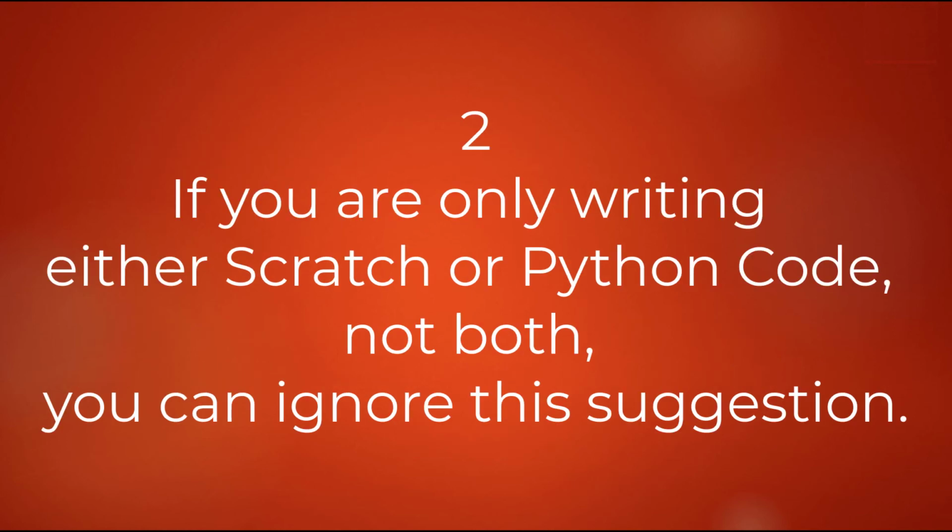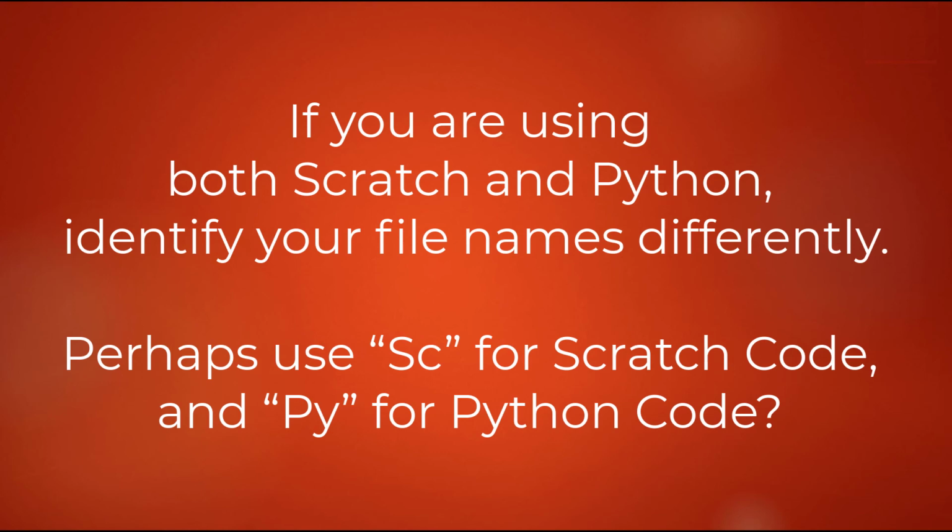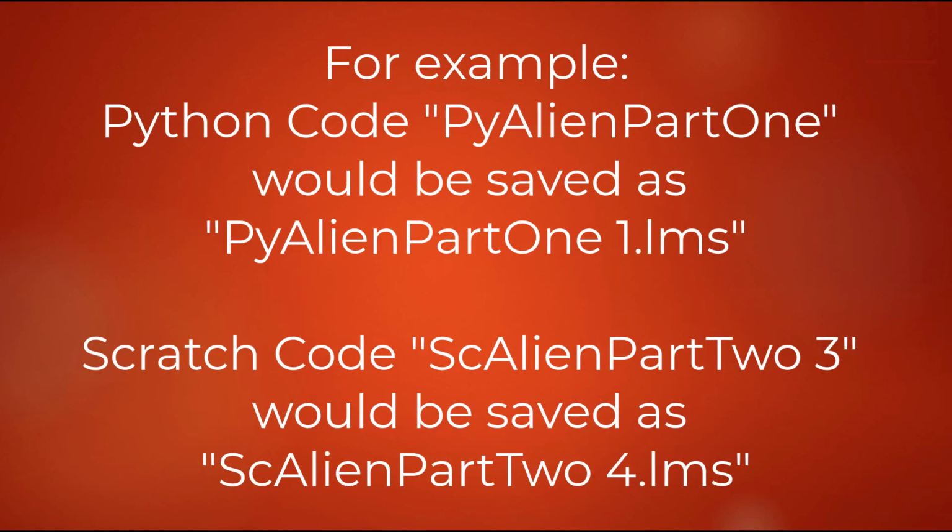Better. Suggestion 2. If you're only using Scratch or only Python, you don't have to do this, but if you're using both, identify your file names differently. Perhaps you could use something like SC for Scratch code and PY for Python code. For example, Python code py alien part one would be saved as py alien part one space 1.lms. Scratch code could be saved as sc alien part 2 space 3, and that would be saved by Lego Scratch as sc alien part 2 space 4.lms.